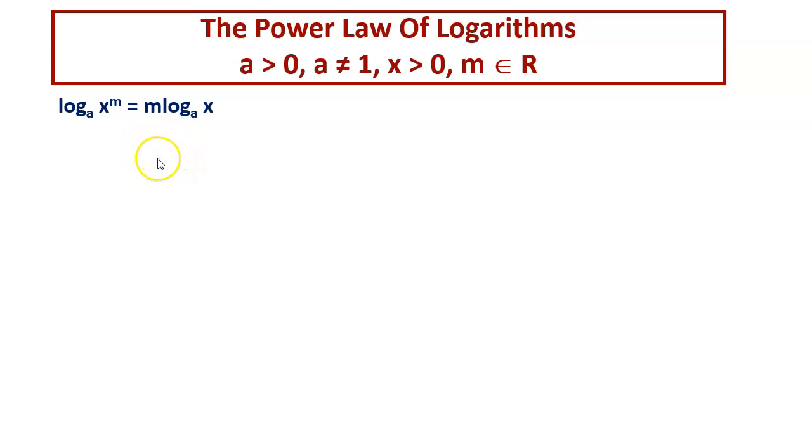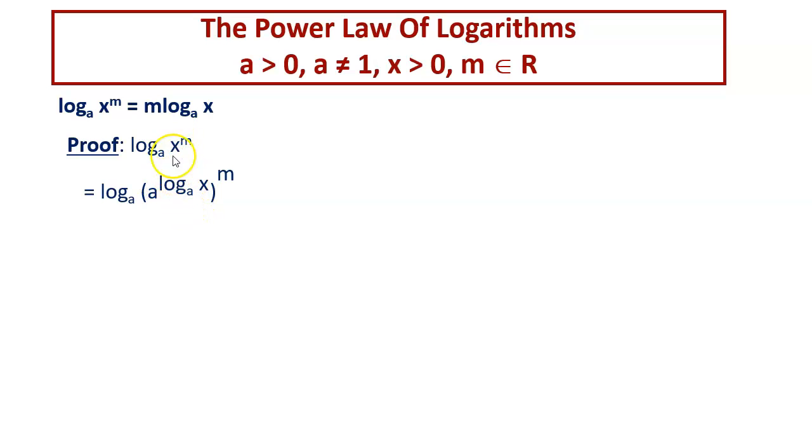Now we come to the proof part of this power law of logarithms. So we start with the left hand side. It is log of x raised to the power of n to the base a. This can be written as log to the base a, and in place of x we are writing a raised to the power of log of x to the base a.